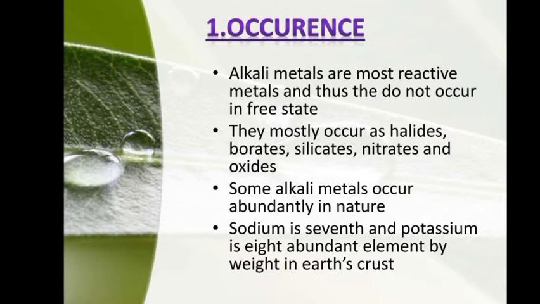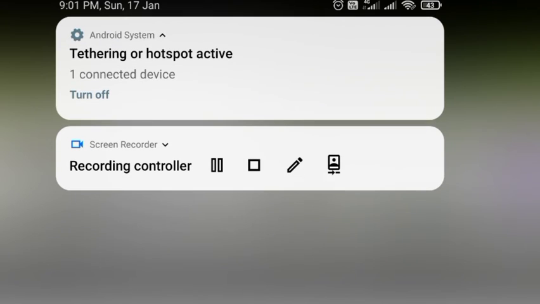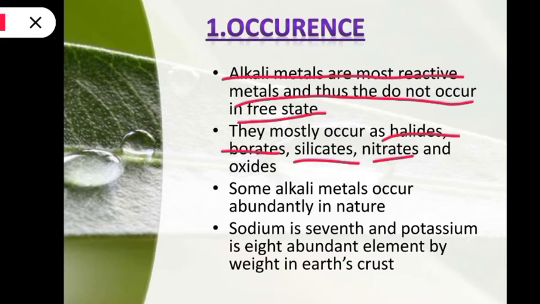The occurrence. They are highly reactive metals and thus they do not occur in the free state. The unreactive metals will occur in the free state. But if we take the alkali metals, we know they are highly reactive, hence they do not occur in the free state. They mostly occur in the form of halides, borates, silicates, nitrates and oxides.